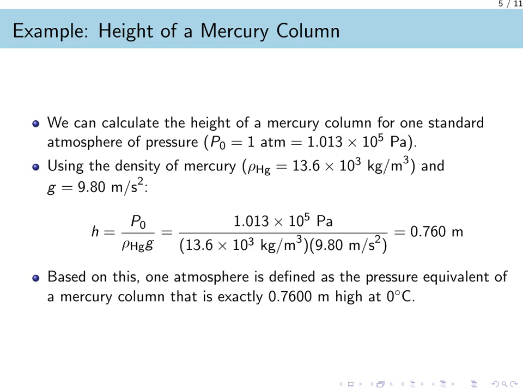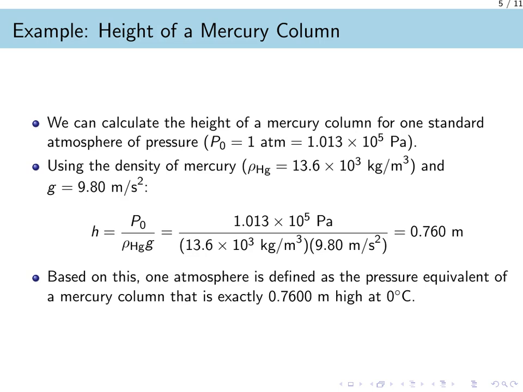For P0, we use 1.013 times 10 to the power of 5 pascals. The density of mercury, rho Hg, is 13.6 times 10 to the power of 3 kilograms per cubic meter, and g is 9.80 meters per second squared. Performing this calculation gives a height of 0.760 meters, which is also 760 millimeters.